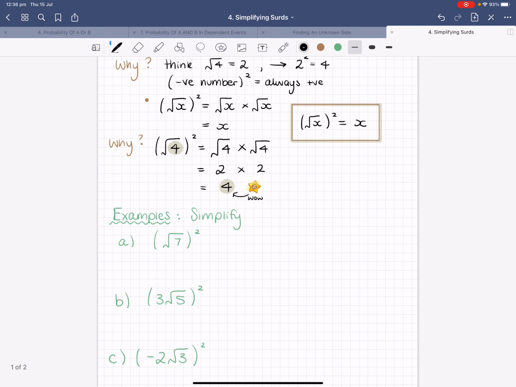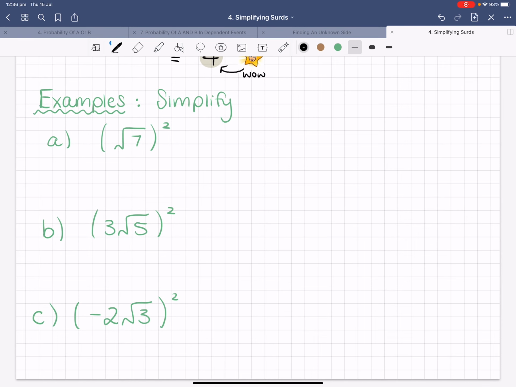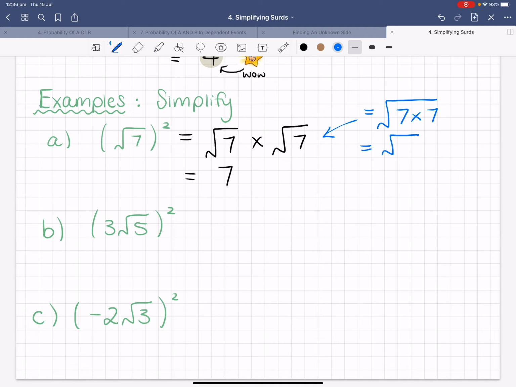So, for example, let's simplify some of these. The square root of 7 all squared. What that means is the square root of 7 times the square root of 7. Now, this just simplifies to literally 7. Cool, right? And the reason for this, which I'll show you over the page, is that the square root of 7 times the square root of 7 is actually equal to 7 times 7, all under the square root, which is the square root of 49, and the square root of 49 is 7, okay?